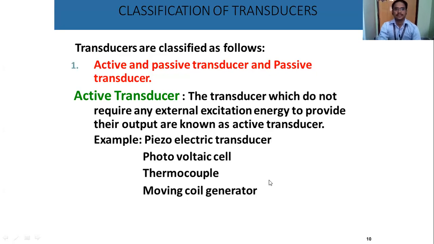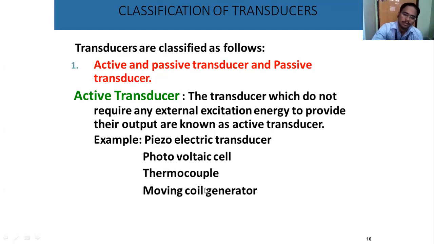Classification of transducers. The transducers are classified into different types. Some of the types are described here. Transducers are classified as follows: active and passive transducers. Active transducers are those which do not require any external energy or external source during the measurement process. For example, piezoelectric transducer, photovoltaic cell, thermocouples, moving coil generator.